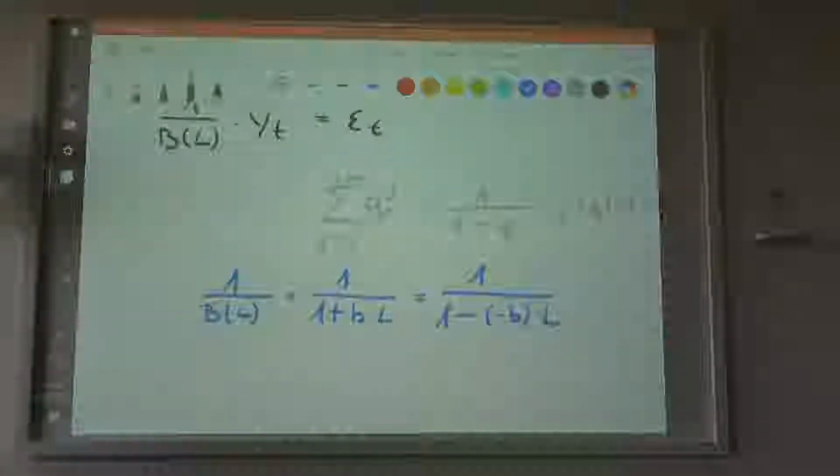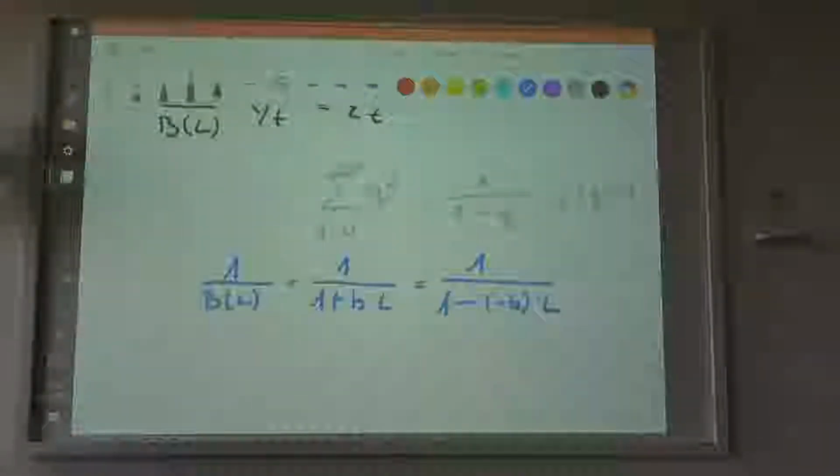Then I'm going to take that expression to be equal to q, and I'm going to replace it here. So this is going to be equal to the sum, with j equal to 0 to plus infinity, of the following expression: negative b to the power of j times L to the power of j.